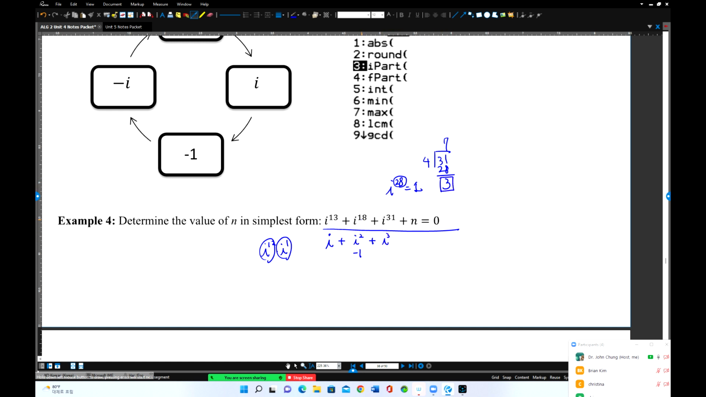This remainder is 2. When you divide it by 4, the remainder is 1. Okay, put it up here. After that, you can simplify. i to the 1 is i, i squared is negative 1, and i cubed is negative i, and plus n equals 0, okay? So i minus i is 0. So n equals how much? 1, right?